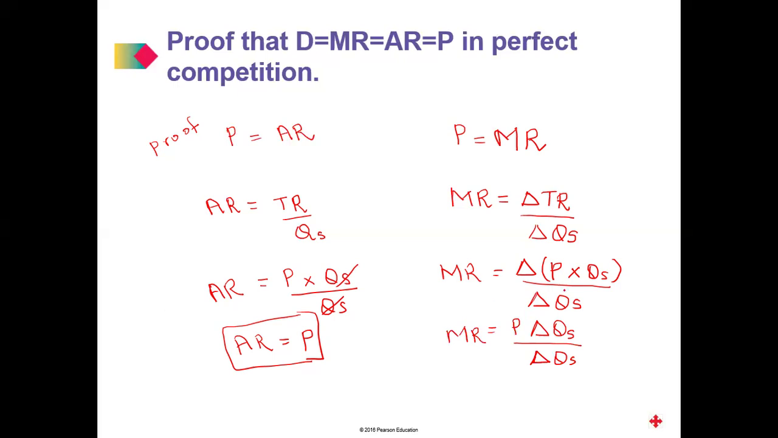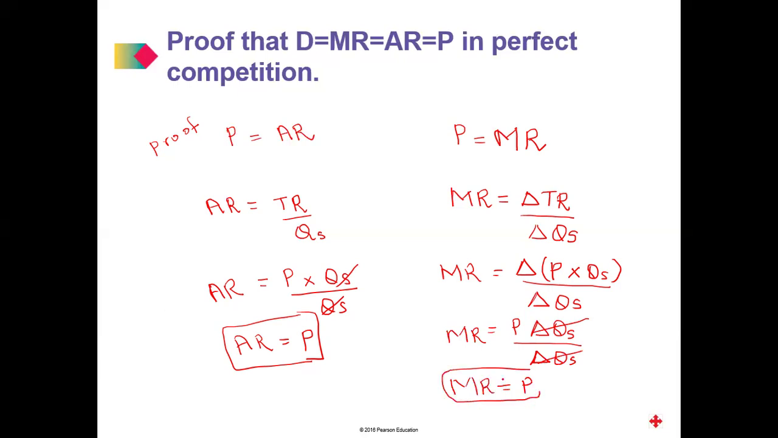Once again, I will repeat that because in perfect competition, the price is fixed or held constant, only the quantity sold is changing. So this change, the triangle which represents change, is only going to be shown next to quantity sold. And over here, we have shown this change next to quantity sold and price remains fixed or constant. We are going to cancel this out and we are left with price. So marginal revenue is equal to the price.